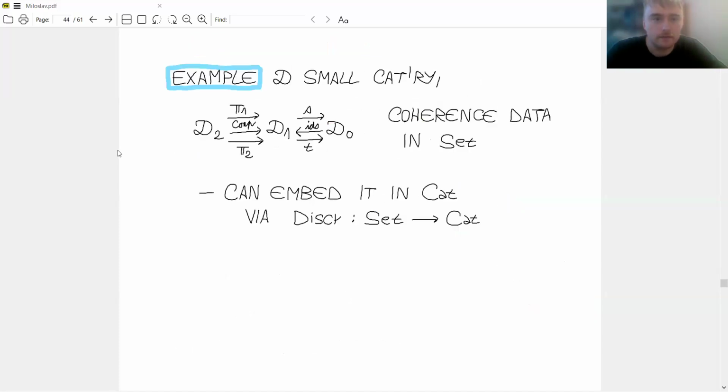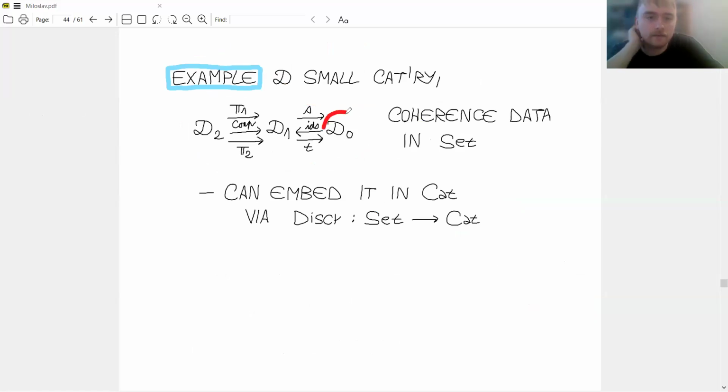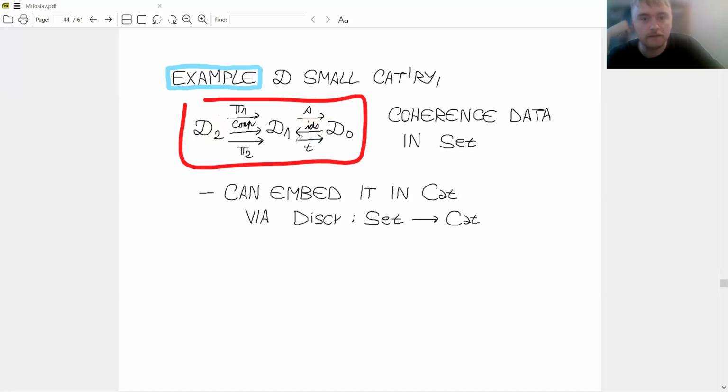But we will, so what will we do? One example of coherence data is if D is a small category, it gives you this truncated simplicial object, or this coherence data in sets. So this D0 is the set of objects, this is a set of morphisms, and this is a set of composable pairs of morphisms. This one sends a morphism to its target, this one sends it to its source, and so on. And we can consider this diagram to live in Cat.